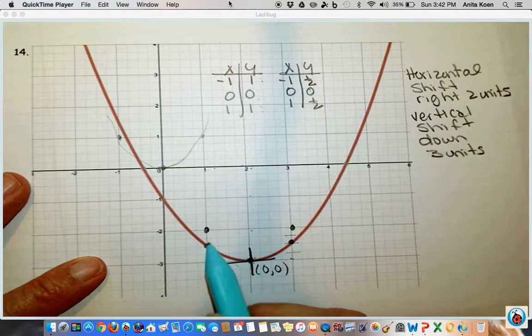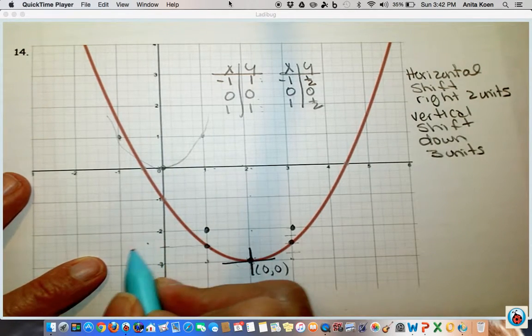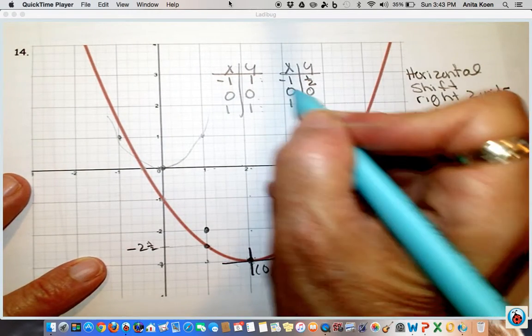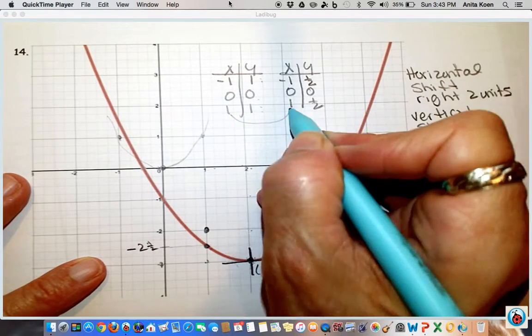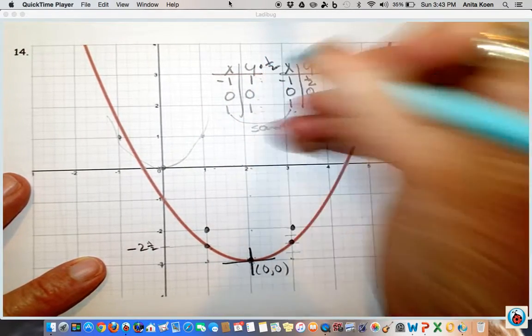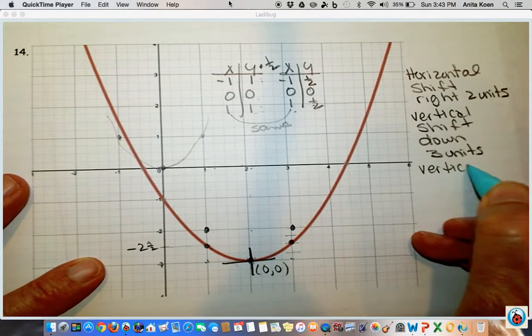Okay, so since it's still on a grid line, and from here to here is just 1 unit, then this grid line right here is negative 2.5. That's really just a half. Okay, I hope that didn't confuse you. Okay, so my x values have stayed the same. My y values have been multiplied by half. So since the y's are being multiplied, that's a vertical.